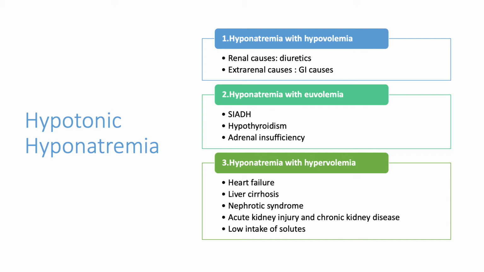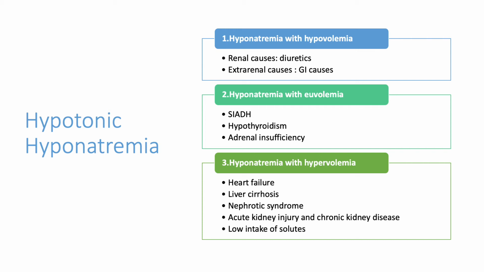Now, when the patient is euvolemic, it's usually syndrome of inappropriate secretion of ADH. So SIADH is by definition euvolemic hyponatremia. You cannot really diagnose SIADH if the person is dehydrated or if they're fluid overloaded. So by definition, this is hyponatremia with euvolemia. Now, hypothyroidism and adrenal insufficiency can manifest exactly like SIADH, so we need to rule that out before ascertaining a diagnosis of SIADH, and more on that later.